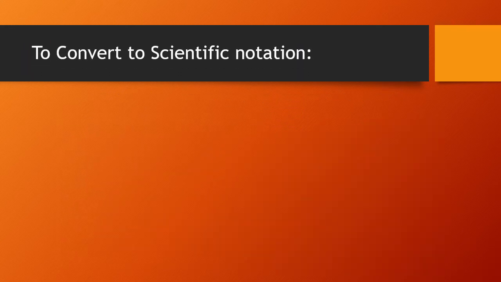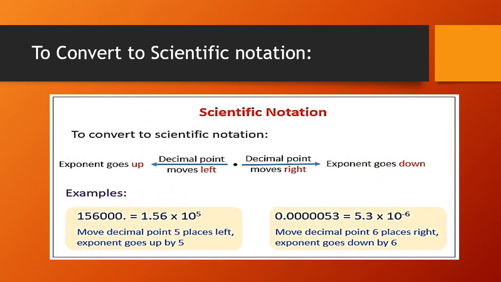To convert to scientific notation, if we move the decimal point to the left, the exponent goes up. And if we move the decimal point to the right, the exponent goes down. Example.